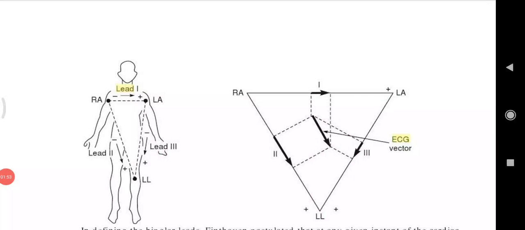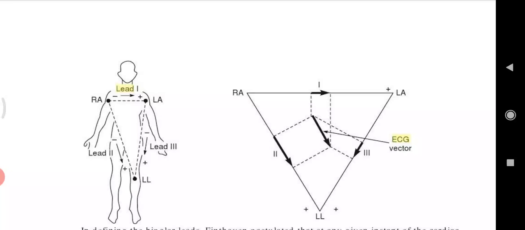Next is another important topic, that is Einthoven's equilateral triangle. In this topic, the three limb electrodes, that is first, second and third, form a triangle that is called Einthoven's equilateral triangle. It is formed at the right arm, left arm and left leg. You can see it clearly in this figure.